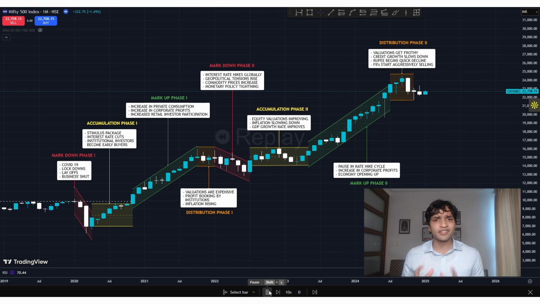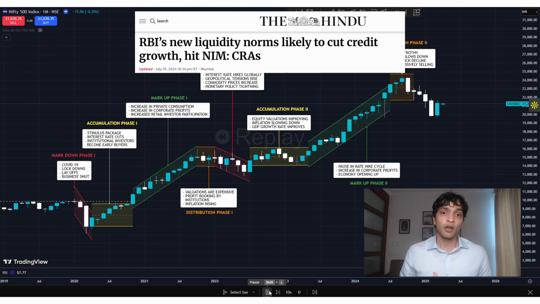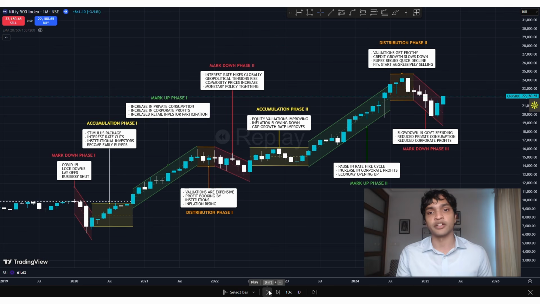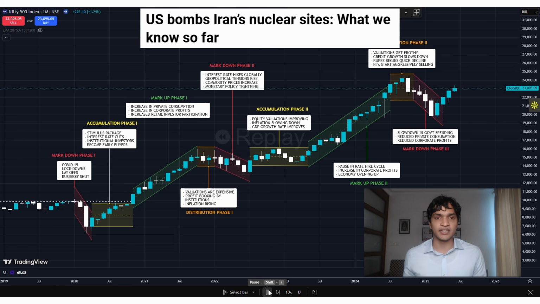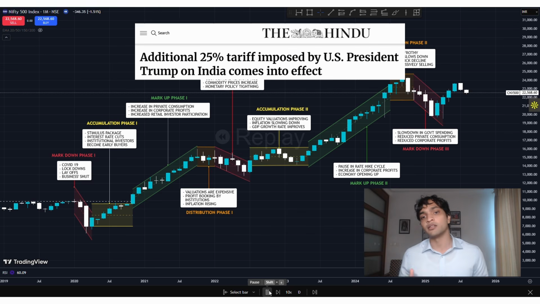Subsequently, a slowdown in government spending due to elections, paired with a reduction in urban consumption, causes corporate profits to decline, leading to another markdown phase in Indian equity markets. Which brings us to today, where on the one hand we have headwinds caused by the escalation in conflicts in the Middle East and Europe, as well as tariff uncertainty between US and India.